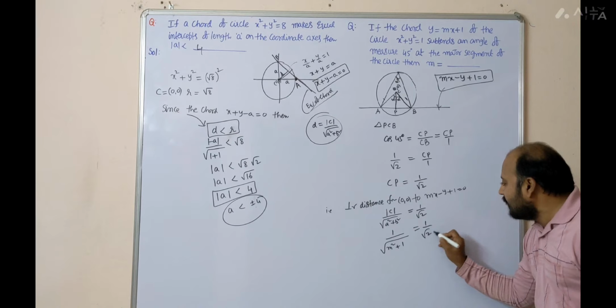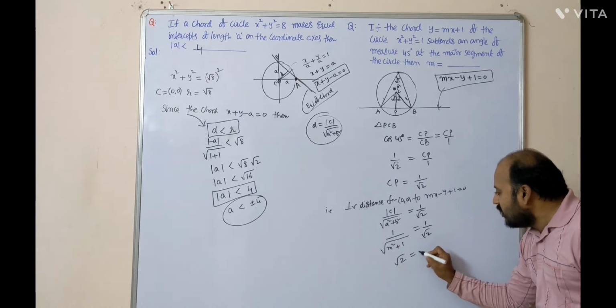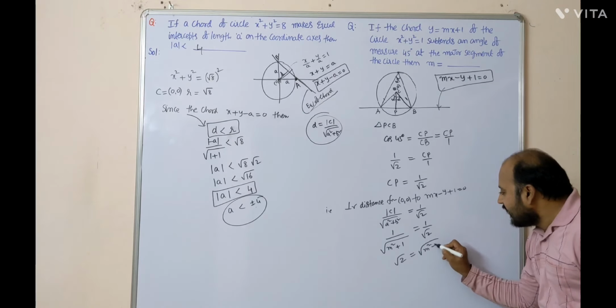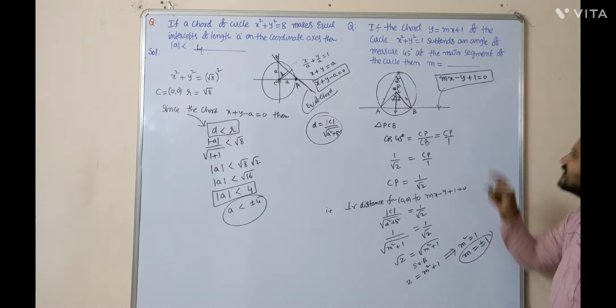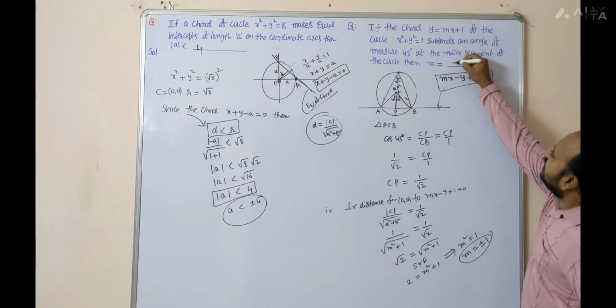Cross multiply. Root 2 is equal to root of m square plus 1. Squaring on both sides, 2 equals m square plus 1. We can take the 1 to this side. m square equals 1. m is equal to plus or minus 1. That's what they are asking. m is equal to plus or minus 1.